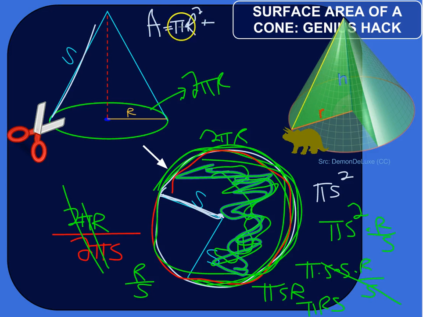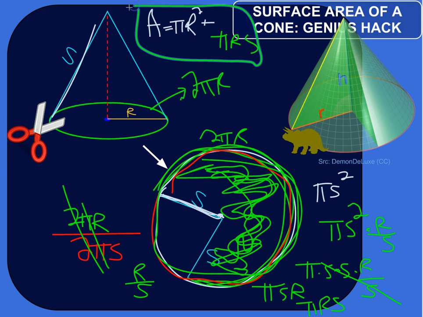So coming back up here, we have pi r squared as the area of the circle, plus pi r s. So the surface area of a cone is pi r squared plus pi r times the slant height.